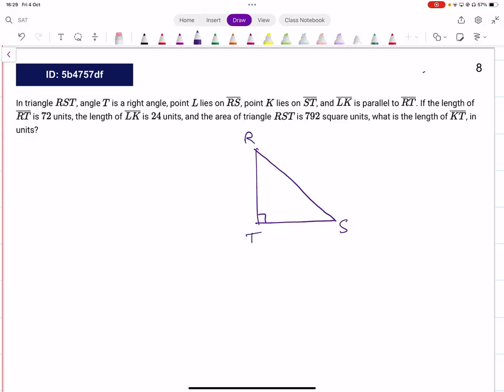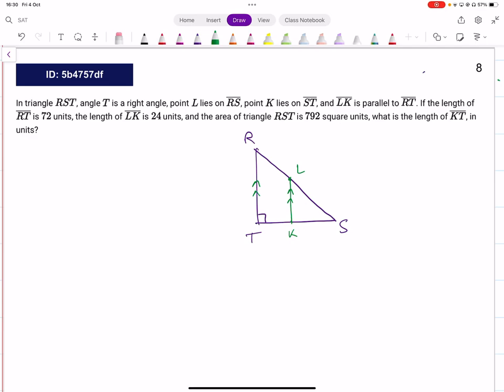Okay. Point L lies on RS. So there's a point L on RS somewhere. Let's mark it here for now. Let's say this is L. K lies on ST. So there's a point K here. LK is parallel to RT. Okay, so LK has to be vertical as well. So it's a vertical line like this. Okay, it's parallel to RT. So these sides are parallel.